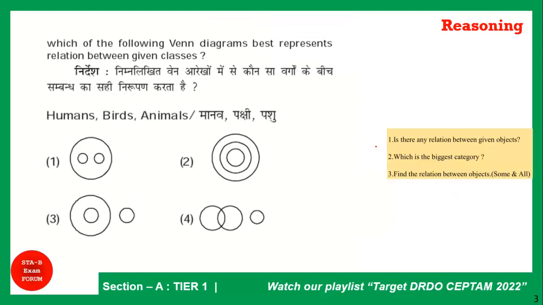The first question is, which of the following Venn diagrams best represents the relationship between given classes? So you have 3 classes, and you have to tell the correct Venn diagram for them. We will follow the strategy that we studied in the previous chapter. First, is there a relationship between given objects? Yes, there is. Which is the biggest category? From my perspective, animal is the biggest category. So I draw it like this.